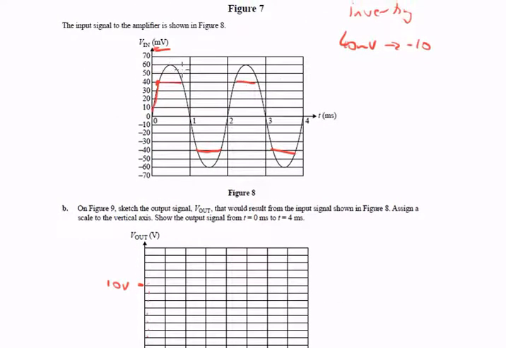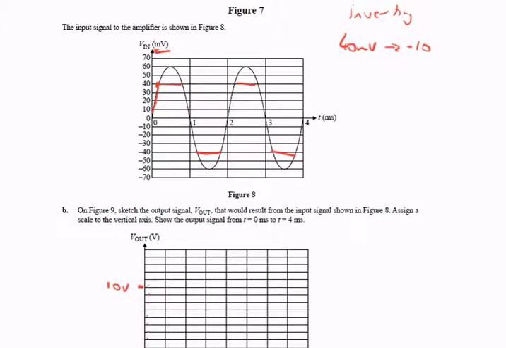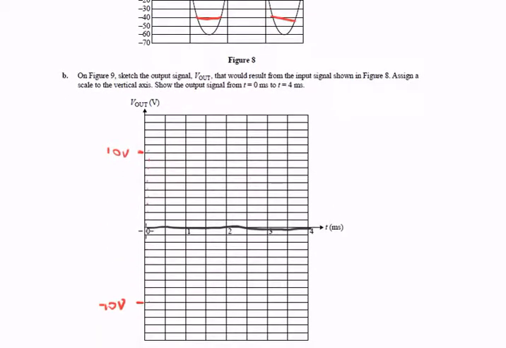So this first one goes up and down, and since it's inverted, and it's going to be clipped. And then it's going to be clipped on this side, and on this side, and on this side.